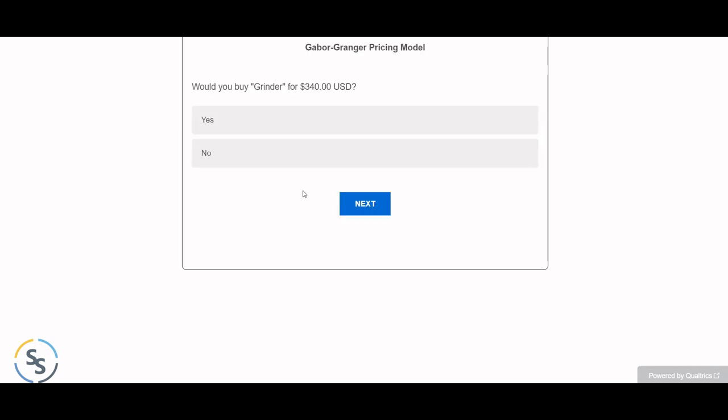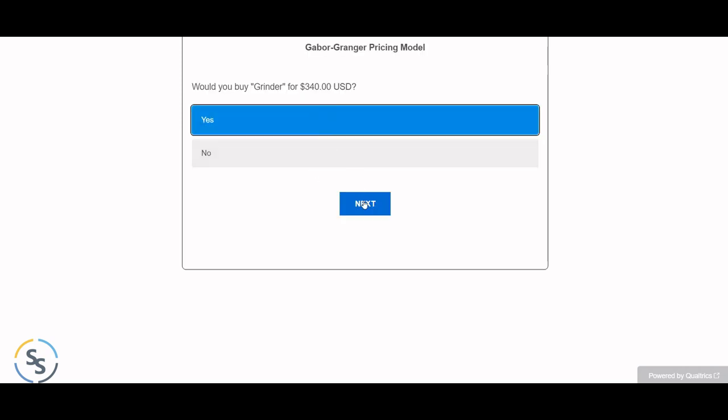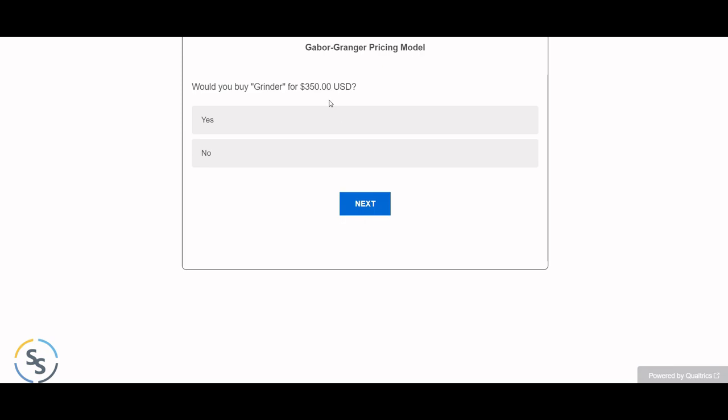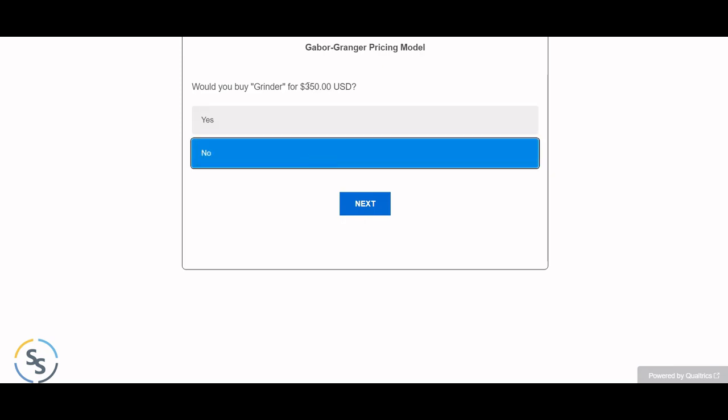When we click Yes, the next question is asked with the previous price plus 10, whereas if we click No, then it is asked with the previous price minus 5.